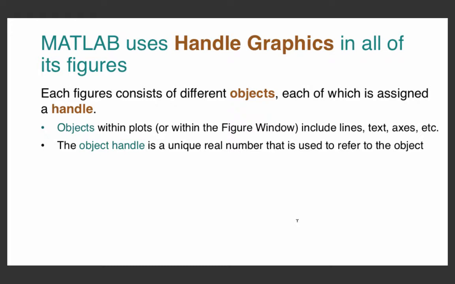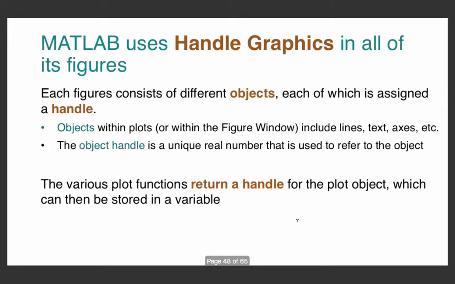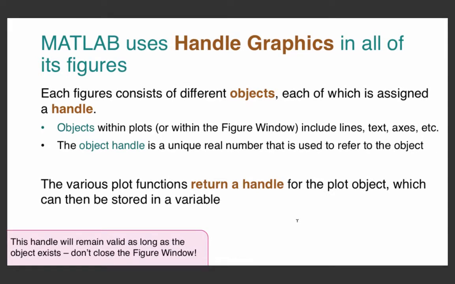And the object handle is a unique real number that is used to refer to that object. The various plot functions return a handle for the plot object, which can then be stored in a variable and used later to refer back to that particular object. The handle will remain valid as long as the object exists. So if you close the figure window and try to use that object handle, weird things will happen.